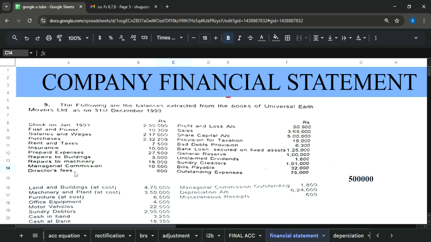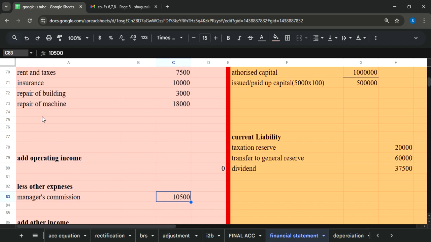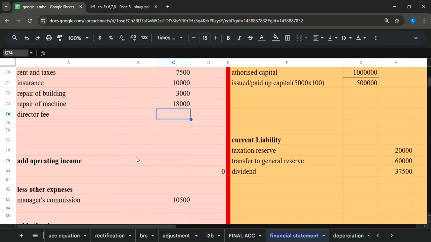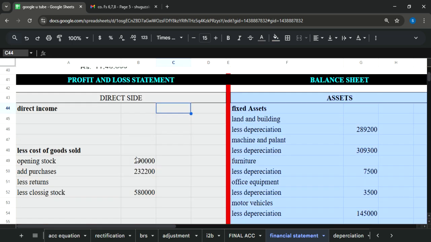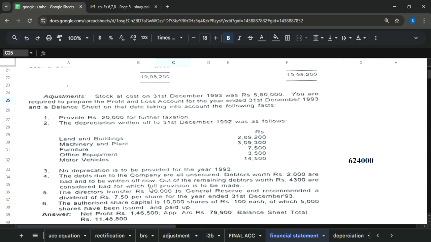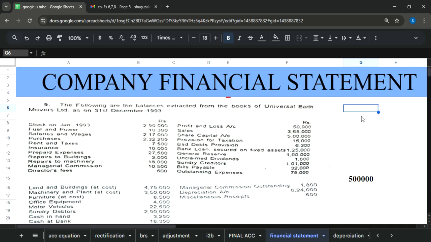Then we have director fee. This is also part of operating expenses, director fee, amount of which is 600. Let's write down 600 in operating expenses in front of director fee. Alright guys, now next is land and building, and amount is 475,000. Just put over here 475,000. After land and building we have machinery 350,000.